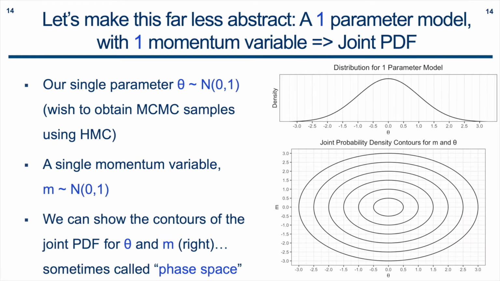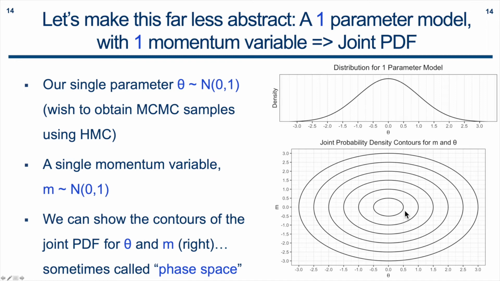Those equations are perhaps not so intuitive, so let's make this far less abstract. We're going to talk about a one parameter model, and we're just going to have one momentum variable. Here, for example, we have our parameter theta, and it's just from a normal 0-1 distribution. We're going to want to obtain MCMC samples using Hamiltonian Monte Carlo. And we're going to augment that with a single momentum variable, here m, which is also drawn from a normal 0-1. Over here you can see the joint contours for that joint distribution now.